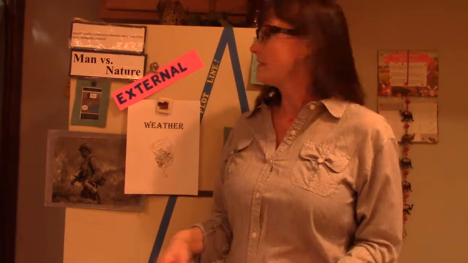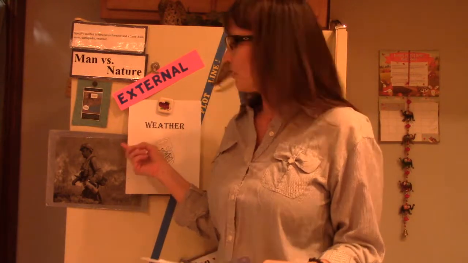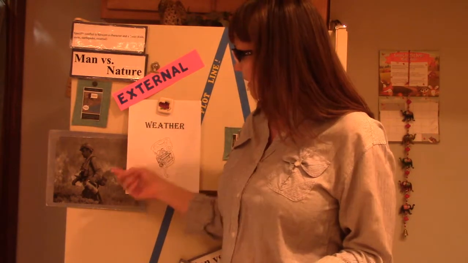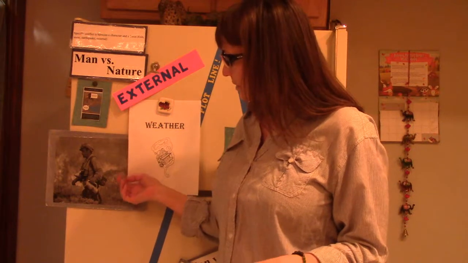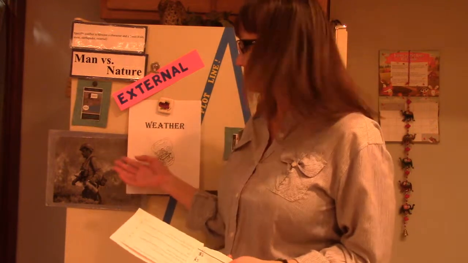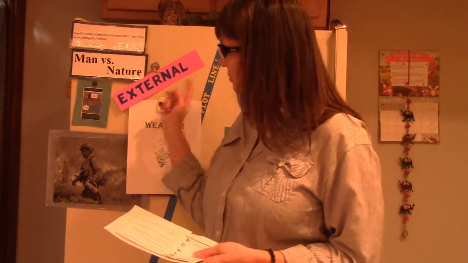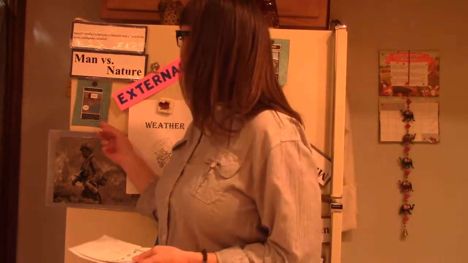Number 53 is man versus nature, which is a dramatic struggle between a character and something that is caused by nature. Here we have a picture of a forest fire, which can be caused by people, but it can also be caused by nature. Here we have a tornado, completely caused by nature. External force, if you will notice.